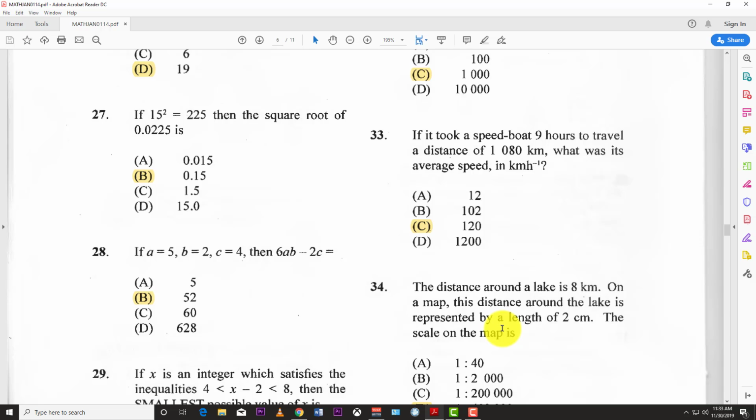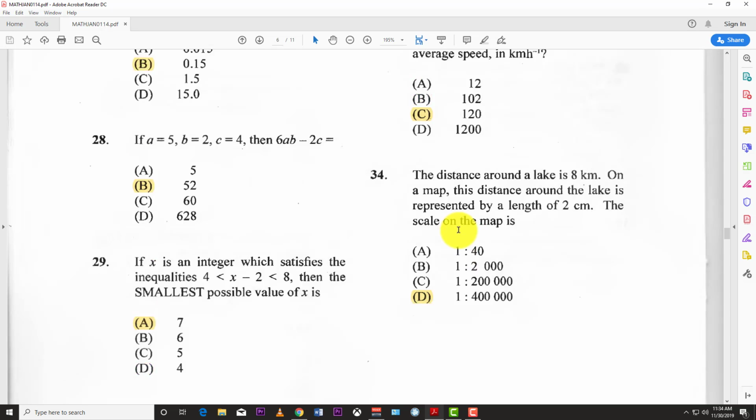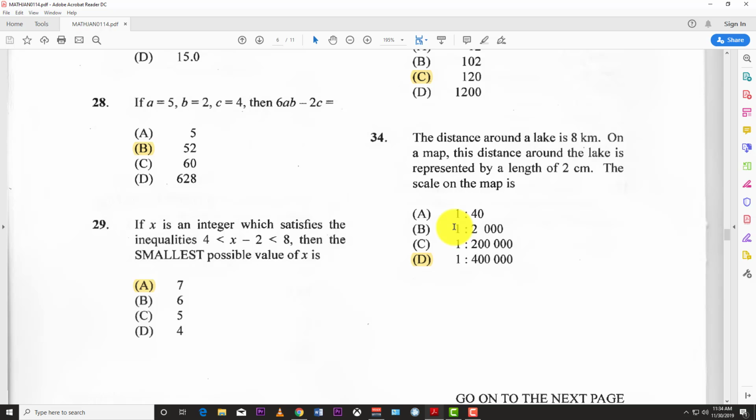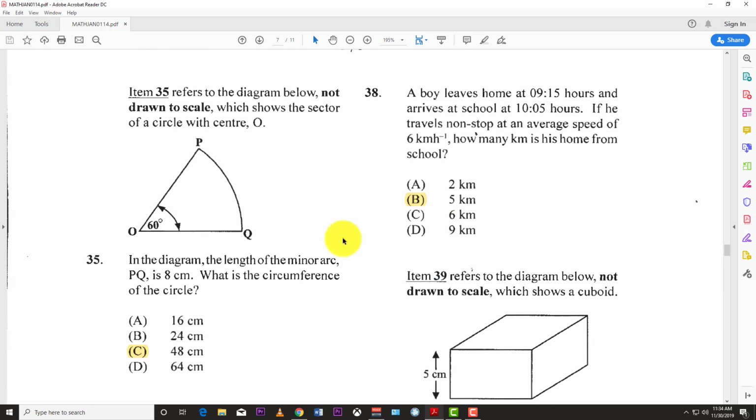33. If it took a speedboat 9 hours to travel a distance of 1,080 kilometers, what was its average speed in kilometers per hour? And the answer here is C, 120. 34. The distance around a lake is 8 kilometers. On a map, this distance around the lake is represented by a length of 2 centimeters. The scale on the map is, and the answer here is D, 1 to 400,000.